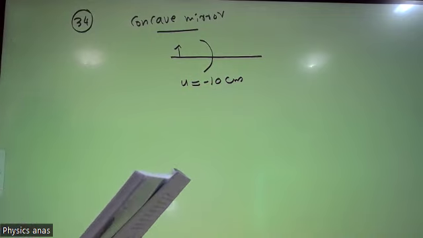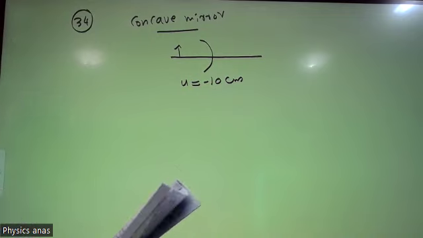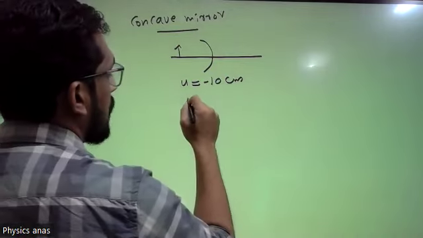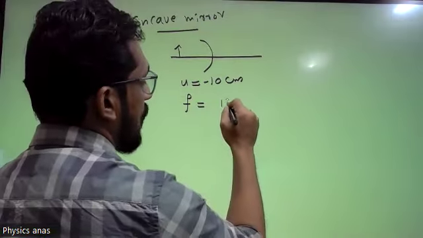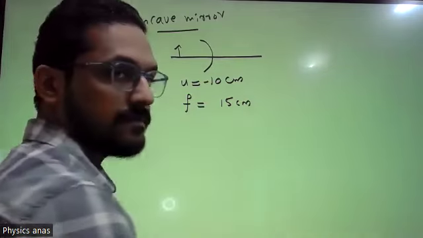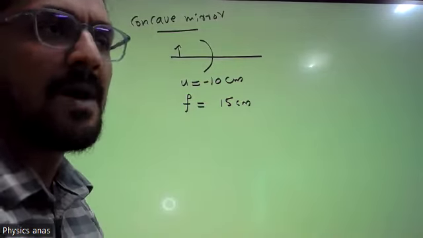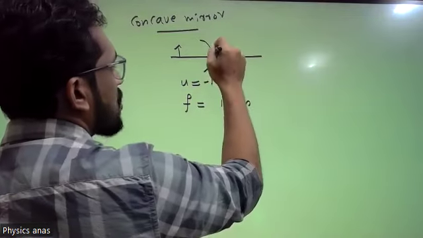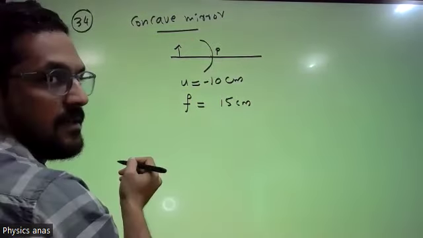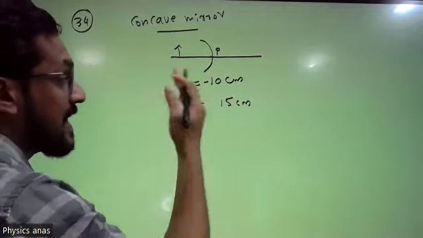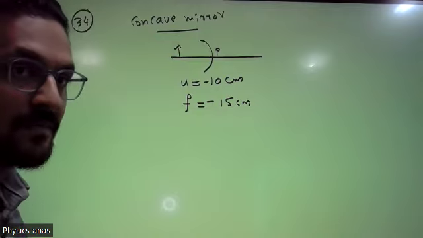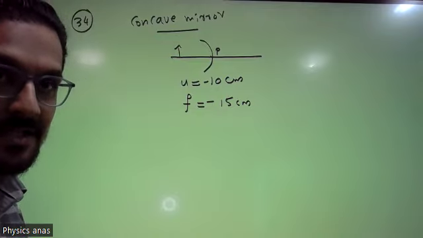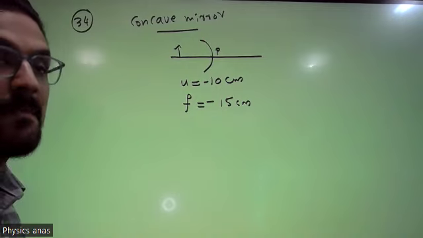For a concave mirror, the focal length is given. What is the focal length given in the question? 15 centimeter. Is it a positive value or a negative value? It must be negative because you measure from the pole to the principal focus, which is against the direction of light. So the focal length will be minus 15.